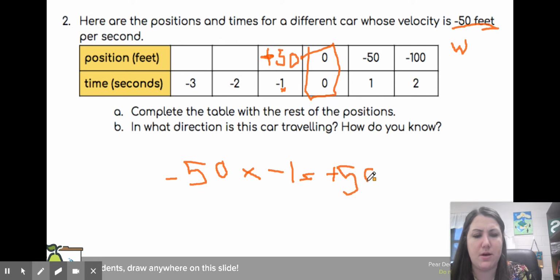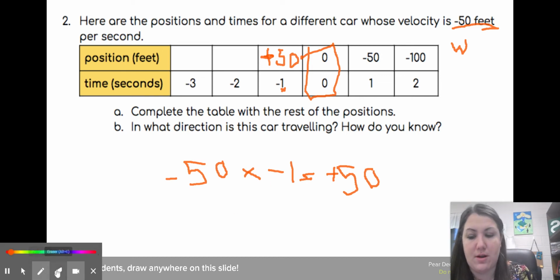So I want you to think about that as you complete the rest of these. Think about 2 seconds before it reaches 0. It should be going east. What's its spot? So think about what your numbers are going to end up being.